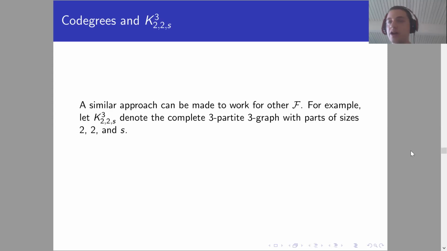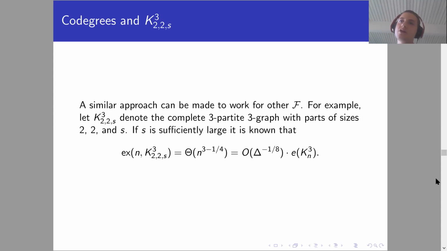One example where this kind of method works well is K_{2,2,s}, which is the complete three-partite 3-graph with parts of sizes 2, 2, and s. The reason we look at this strange-looking example is that if s is sufficiently large, we know what the classical Turán number is. It's exactly n to the 3 minus a quarter, which in our relative Turán language can be written as this, with our host being K_n^3. This result follows by methods of Bukh and Conlon using random polynomials, and explicitly it was done by Ma, Yuan, and Zhang.